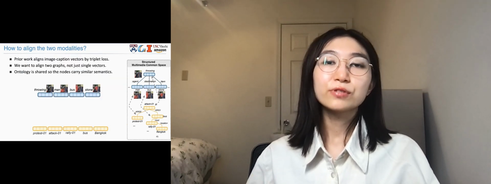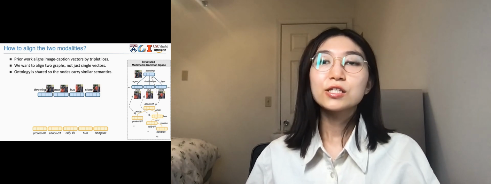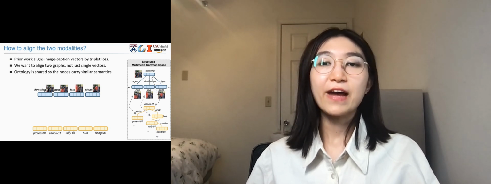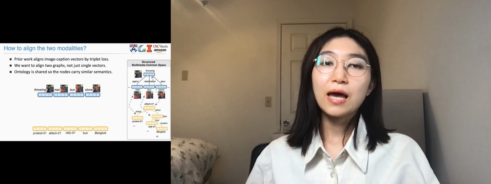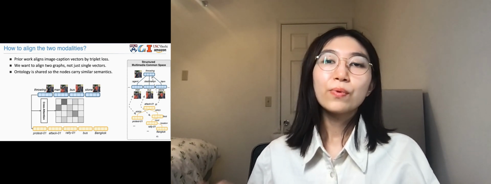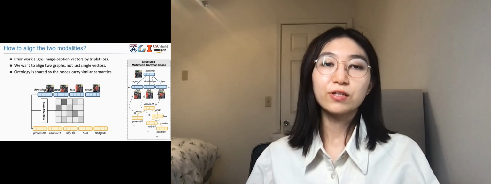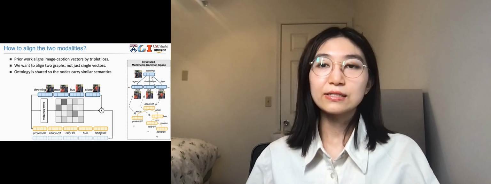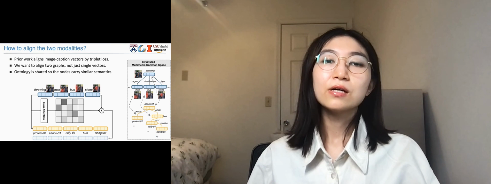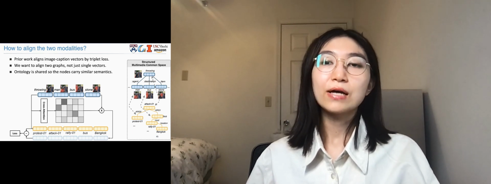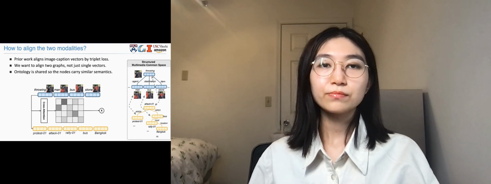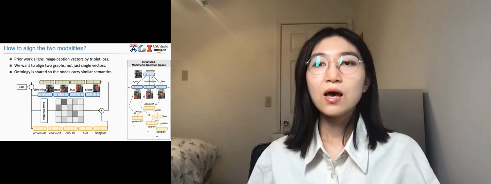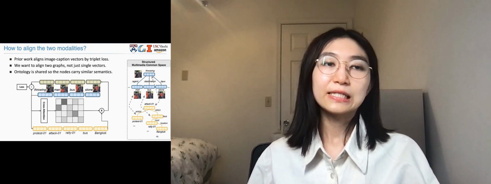To train such graph convolution networks, we use image caption pairs. Traditional cross-lingual alignment uses triplet loss to minimize the distance between image vector and caption vector. It cannot capture the structured information, so we learn the cross-attention between image graph nodes and text graph nodes. To optimize the cross-attention, we reconstruct the text vectors using image nodes, and we minimize the distance between original and reconstructed text vectors.